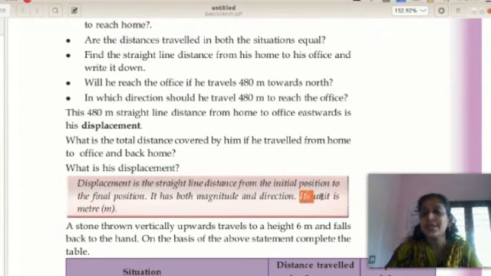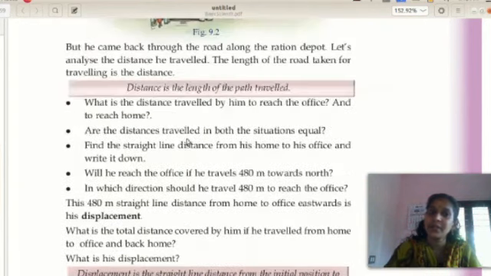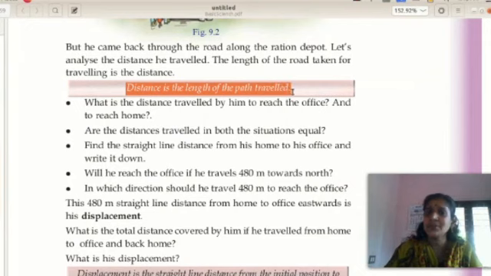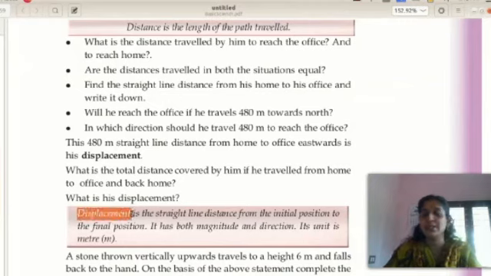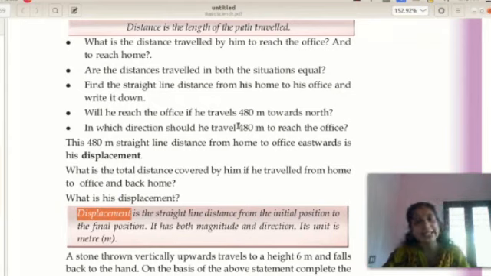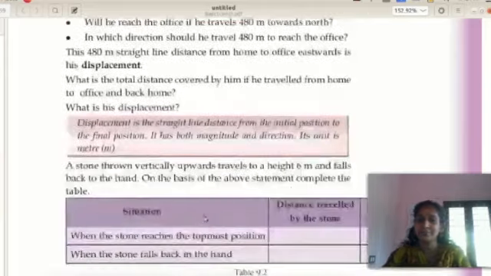Its unit is meter. The unit of distance travelled is meter. The unit of displacement is also meter.